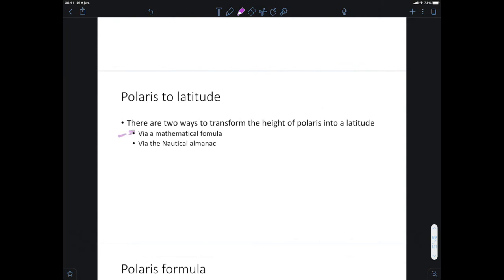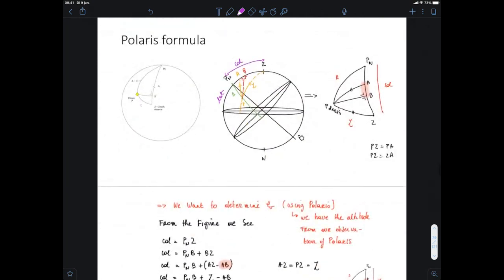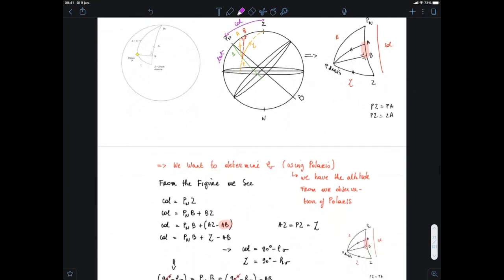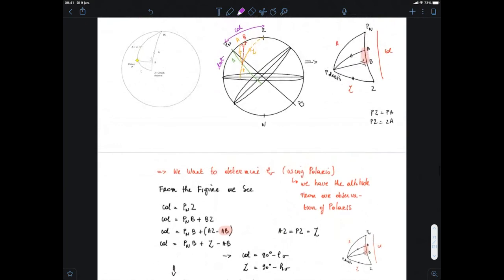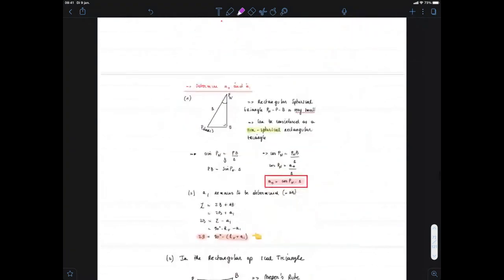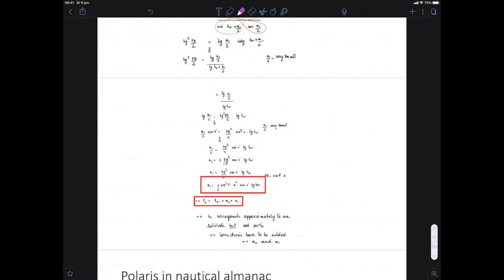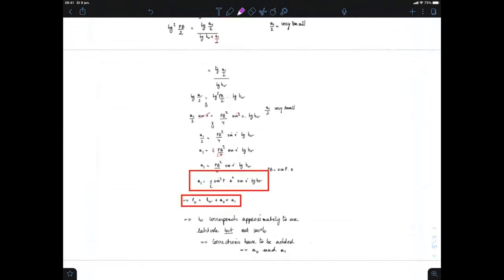First, you can do this via a very complicated mathematical formula, or you can do this using the nautical almanac, which is what we will do in practice. Now, here there is a complete demonstration of the formula that we use for calculating latitude using Polaris. Please, if you're interested, take a look at this demonstration, but I will not waste my time using it, because it's a very long demonstration using all kinds of mathematical calculations. Those of you who want to take a look at it, please don't hesitate to do so.